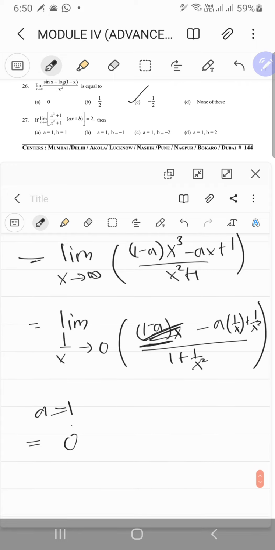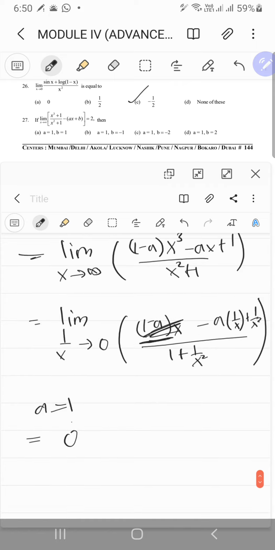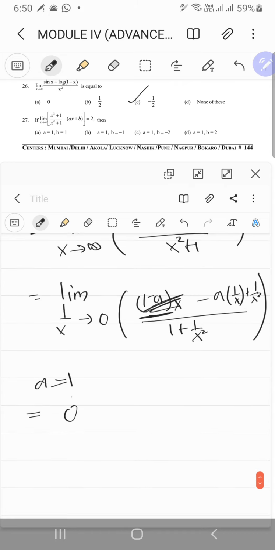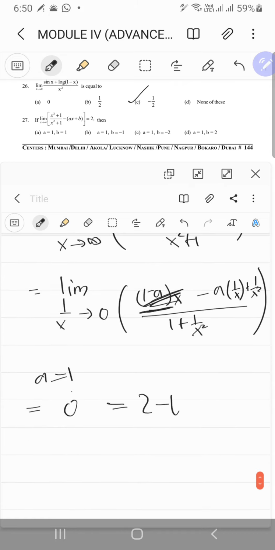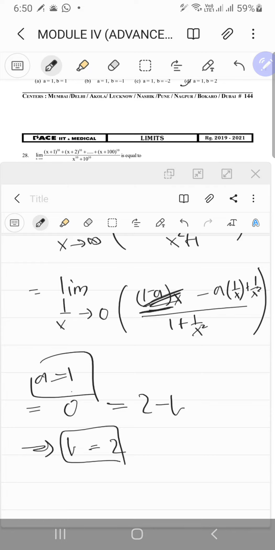Huh, that's weird, very weird, but fine. Okay, let's just go with that. Cool. So this should also be equal to 2 minus b, so that means b should be 2. Fine. a equals 1, b equals 2. Next question.